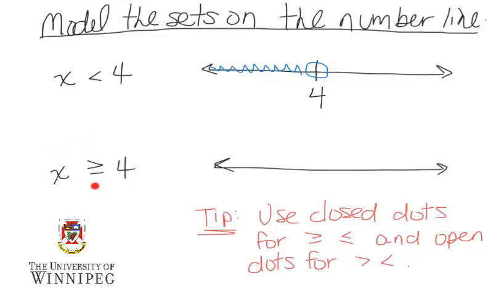Next, to model x is greater than or equal to 4, we're once again going to come over to our number line. We're going to indicate the number 4. And since our set contains a greater than or equal to sign, we are going to use a closed dot at the number 4. And we're interested in all of the x values that are greater than or equal to 4. And that's going to be this portion of our number line.